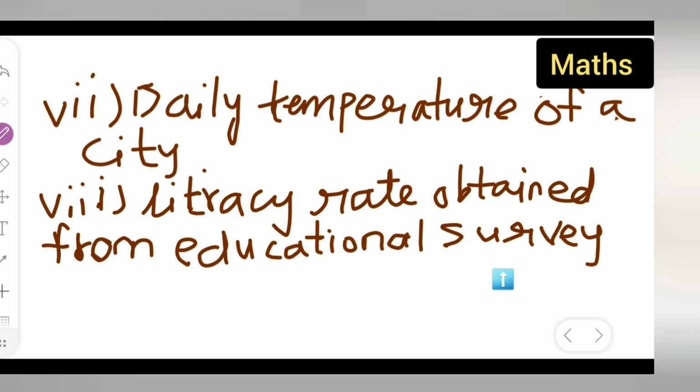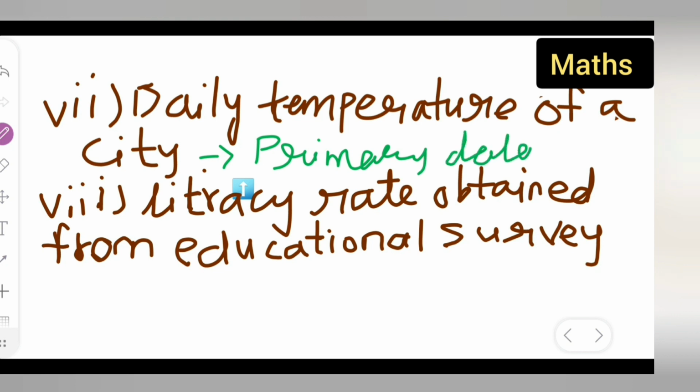Next, moving further. Now let us see the seventh one, daily temperature of a city. Is it primary or secondary data? This is primary data, okay? Primary data, because the investigation should be done for this.